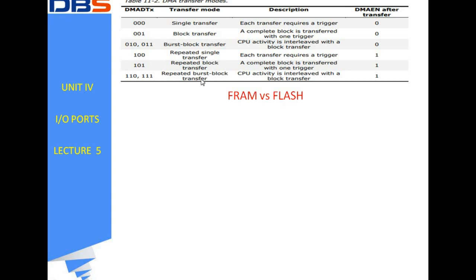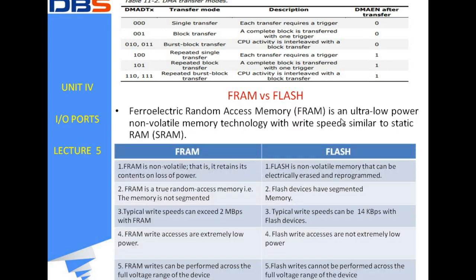Repeated burst block transfer. See here, same, the CPU activity is interleaved with a block transfer. Here the DMA enabled after transfer is 1. See here, the last four, that is 100, 101, 110 and 111, have block DMA enable after transfer, that is, it is enabling the devices.